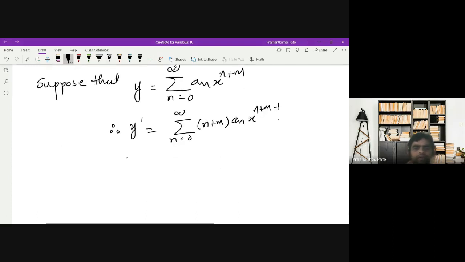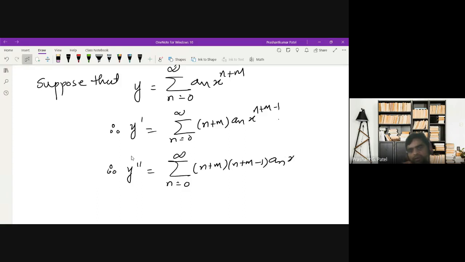And the second derivative, by taking another derivative of the same, will have y double dash, which is the summation n running from 0 to infinity of n plus m into n plus m minus 1 an x raised to n plus m minus 2. Now substituting this value of y dash and y double dash into the equation 1. Let us write down what is the equation 1.